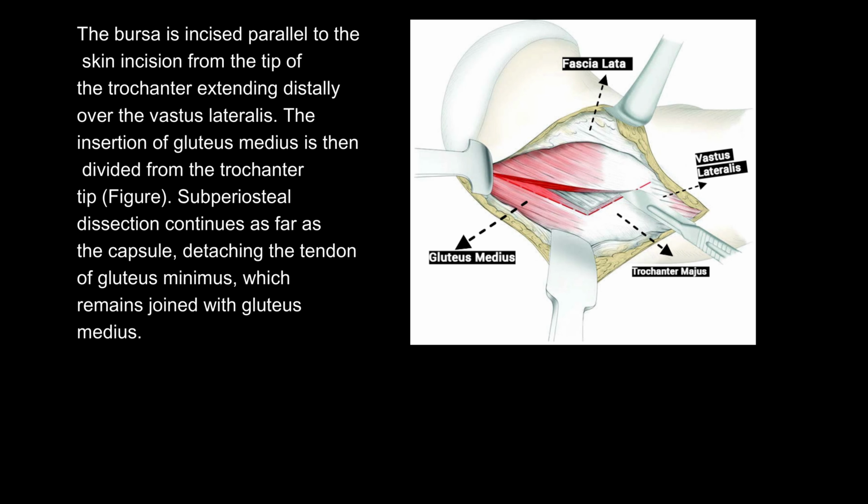The bursa is incised parallel to the skin incision from the tip of the trochanter extending distally over the vastus lateralis. The insertion of gluteus medius is then divided from the trochanter tip, figure. Subperiosteal dissection continues as far as the capsule, detaching the tendon of gluteus minimus, which remains joined with gluteus medius.